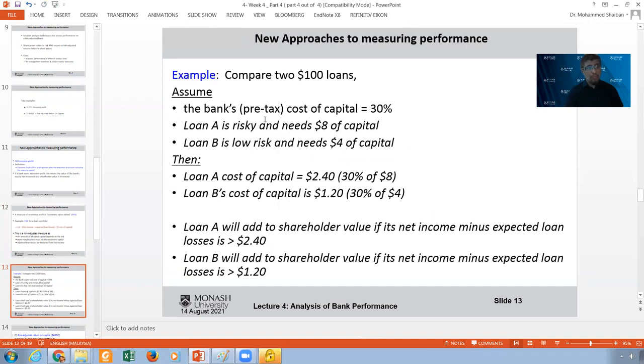Look at this example. If you have a bank with a pre-tax cost of capital of 30%. Loan A is risky and needs $8 of capital. Loan B is low risk and needs $4 of capital, which means loan B is less risky. Let's take the cost of capital for loan A, which is 30% of the 8, which is 2.40. Loan B needs just 1.20.